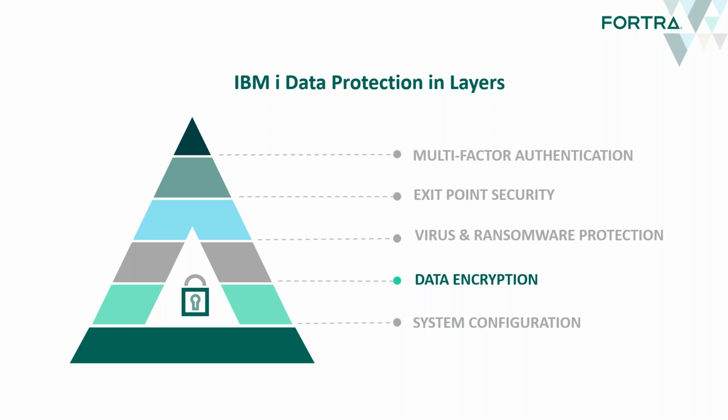System configuration is a key component. Data encryption would be your next layer that's really critical. And then virus protection, exit point security, and multi-factor authentication can layer on top of that. But data encryption is really all about protecting the sensitive information from the wrong people being able to see it. And if somebody is able to get a hold of it, what are they going to be able to do with it?